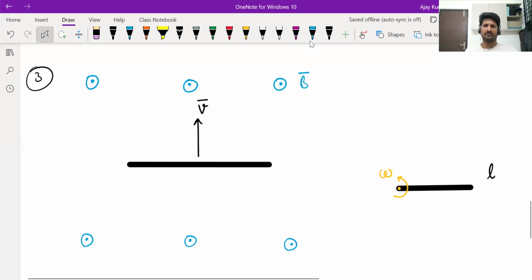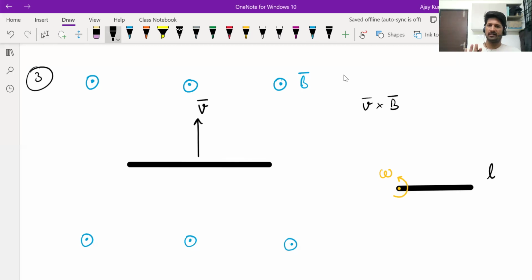Sir, can you repeat your question? What is the direction of V cross B? Rightwards. It is to the right. You have to place your right hand fingers along the velocity and curl them in the direction of magnetic field. Magnetic field is out of the screen. So V cross B points to my right. For you all also it will be to your right.